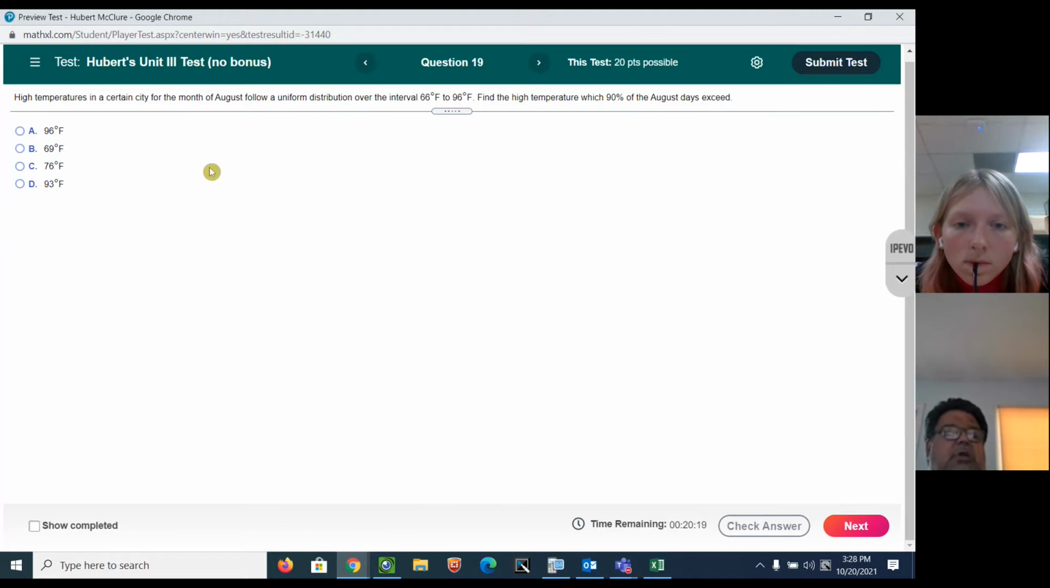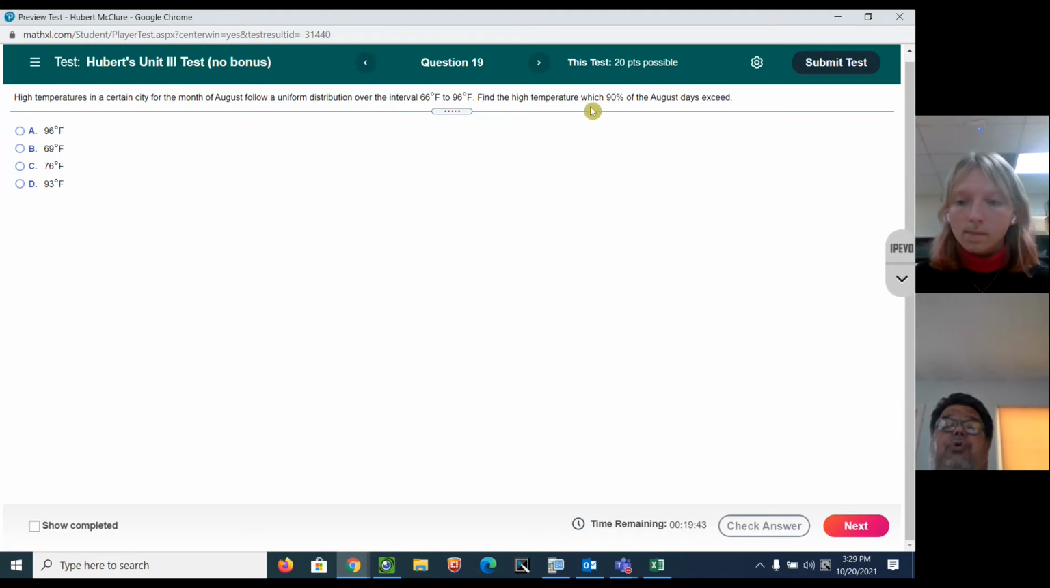Okay, I'm a little bit confused. High temperatures. That one confused me a lot too. I didn't get it right last time I took the test. High temperature in a certain city, it must follow a uniform distribution, which is a uniform curve, over the interval 66 to 96. So I don't know if that's 2 standard deviations, but I'm going to write it down. 66 to 96.